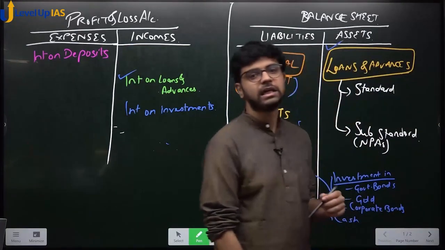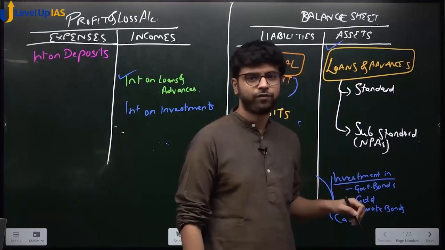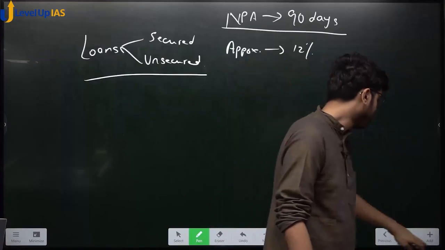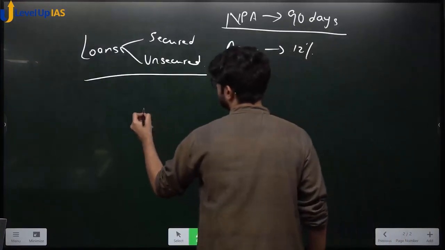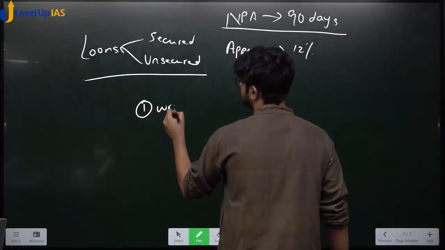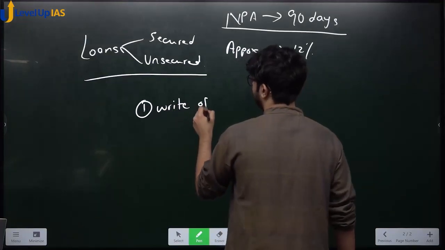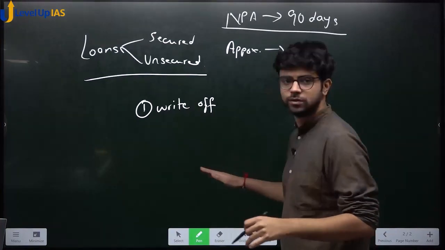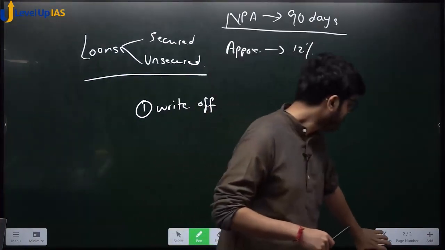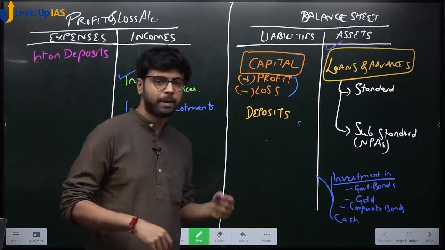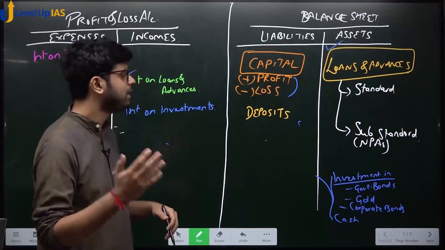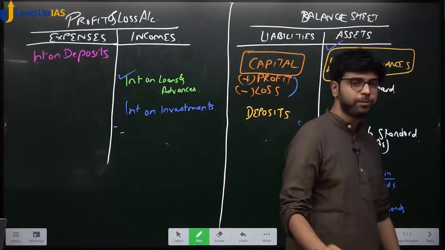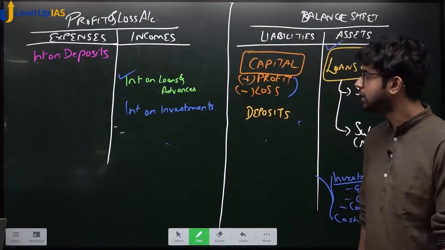So when we remove them off completely, it is called write off. Okay, write off means what? Finish it. Write off. Finish it. When we remove them completely. Now I'm going to teach you so many terms. Okay. The most important term I'm going to teach you. Pay attention here.